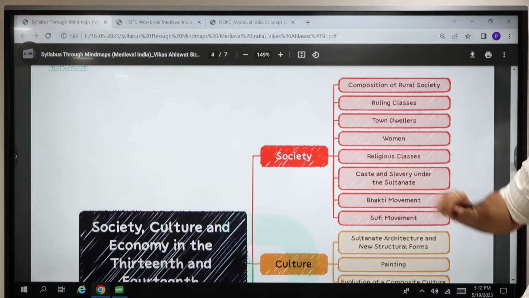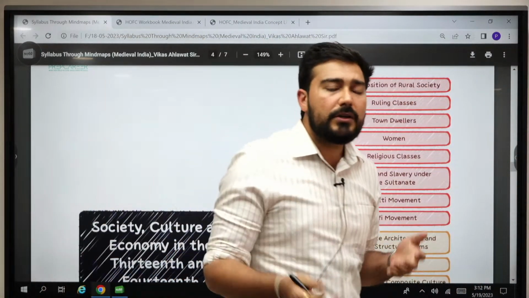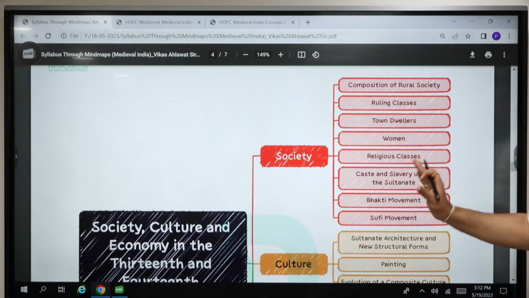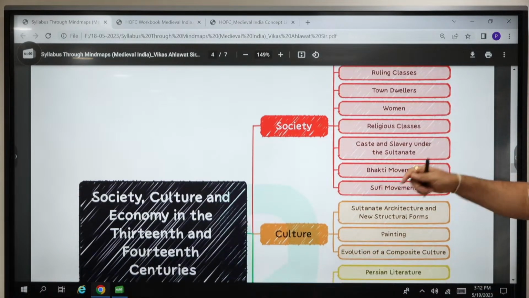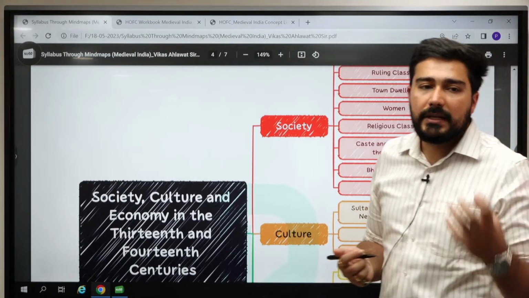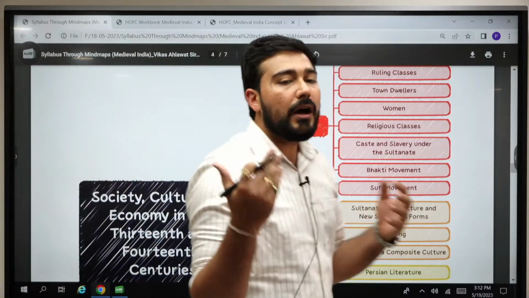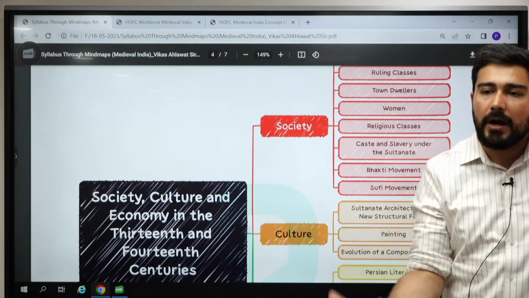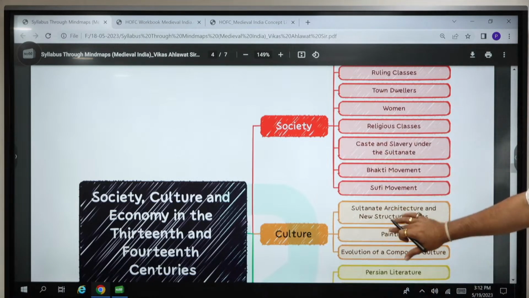Then whenever we study any part of history, all of you know by now, we have to cover polity, economy, society. So societal aspects also we have to understand. What was the composition of rural society, how the town dwellers used to live, the status of women, what are the different religious classes. One more important thing is about slavery, because these Turks all loved having a large number of slaves. In fact, Firoz Shah Tughlaq created a specific department for managing these slaves. Okay, so that also we'll study later on.